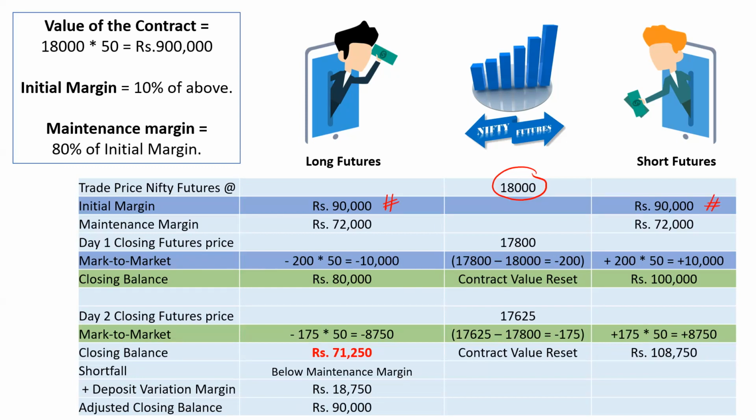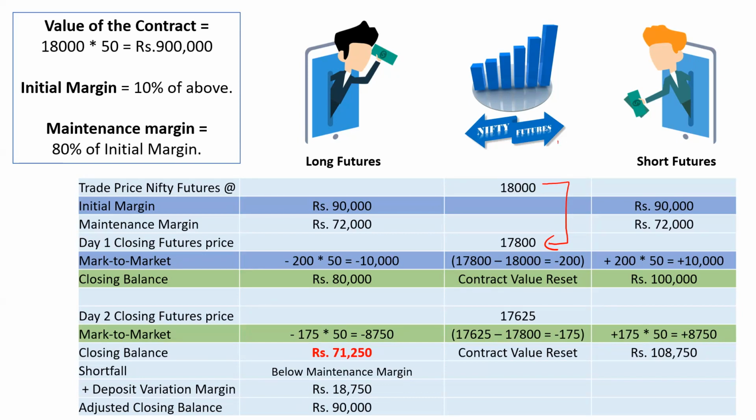The maintenance margin is 80% of the initial margin. So let's say 80% of 90,000 is 72,000. So both of them need to have 72,000 rupees in their account at all times. Day one closing price of futures is 17,800. That means in the morning it was trading at 18,000. When it closed around 3:30, it came down by 200 points and currently it was closing at a price of 17,800. So 17,800 is the closing price.